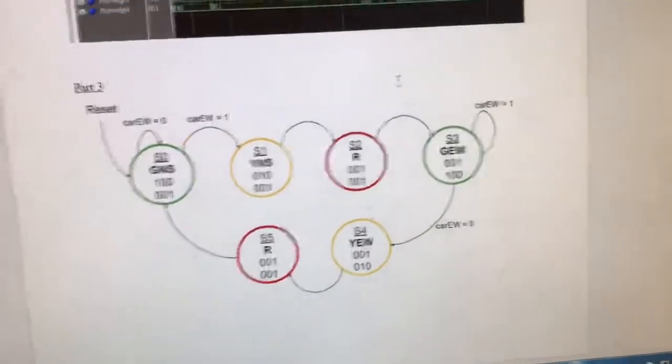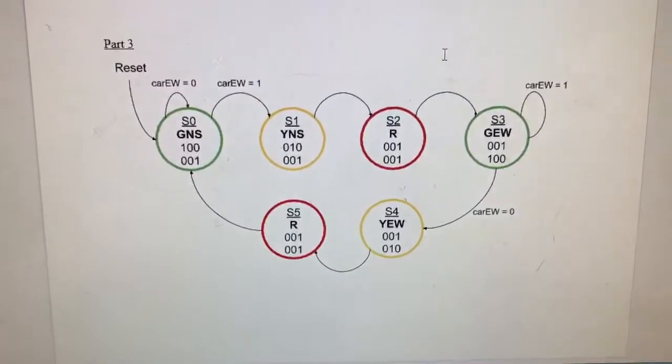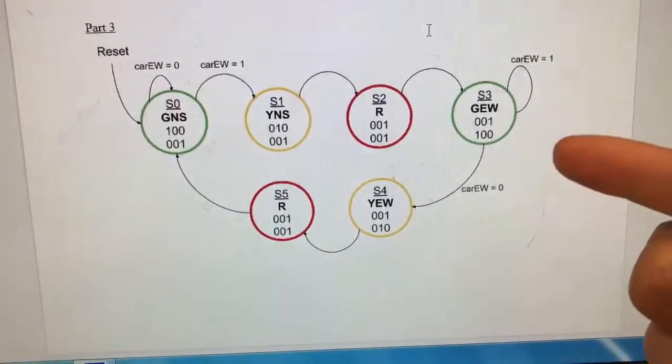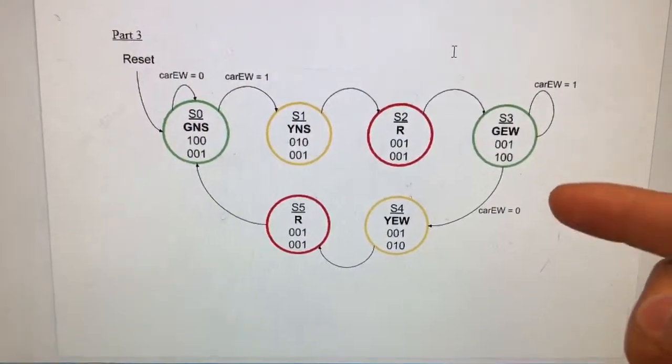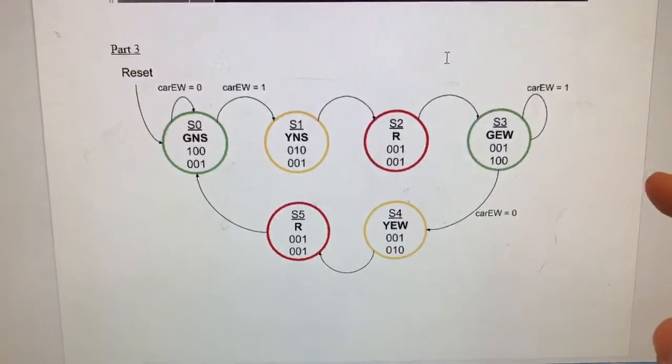Okay, so this is part 3 of homework 8. In this part, the difference is that we only have one sensor, which is a car in the east and west direction. The change is that in the green east and west direction, we continue to stay in that direction as long as there's a car in the east and west direction.